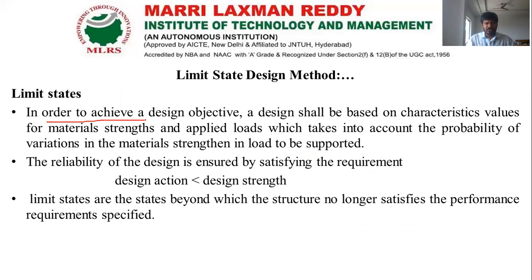Next, in order to achieve a design objective, a design shall be based on characteristic values for material strength and applied loads, which means we are going to take some factor of safety for materials as well as load. Then only can we expect some immediate or unexpected load. In order to safely transfer those unexpected loads, we have to give some factor of safety to material as well as for load. So that we have to consider while doing the design.